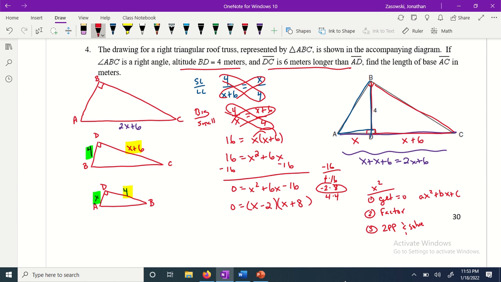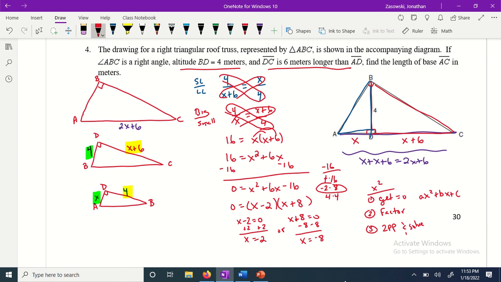So the zero product property says we set each of these equal to 0, okay, and then we solve both. So if x minus 2 is equal to 0, we would add 2 to get x equals 2. And if x plus 8 equals 0, we would subtract 8 to get x is equal to negative 8. We put that little "or" in the middle.